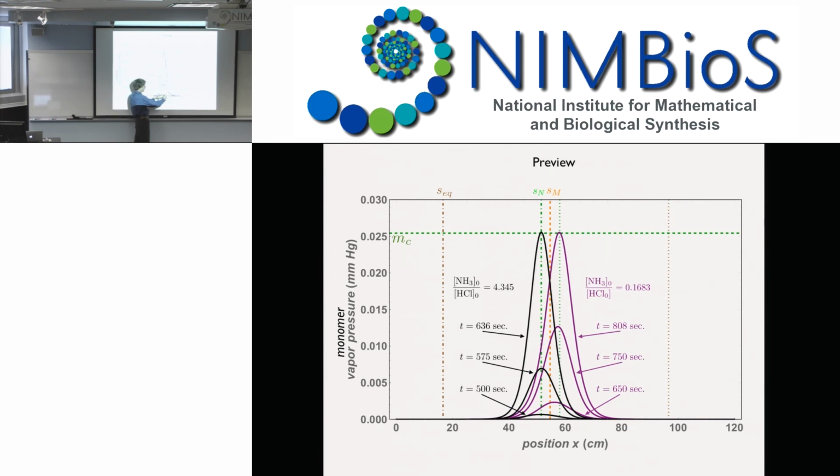As time goes on, you get more and more monomer, so here's a later time. Here's a later time. You notice that the peak of that monomer is moving a little bit to the left, in this case towards the HCl, and eventually monomer gets high enough at some point in time and space that it reaches this green line, which is the supersaturation threshold. Bang, right here, you're going to get the white powder. Okay, so that's what I want to understand, and I want to understand, as we change the concentrations of ammonia and HCl, what happens, and see if we can learn something about this reaction in that way.